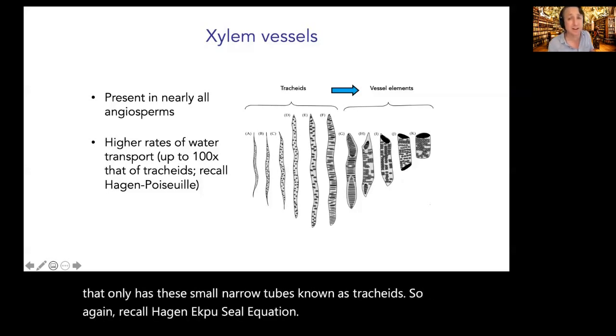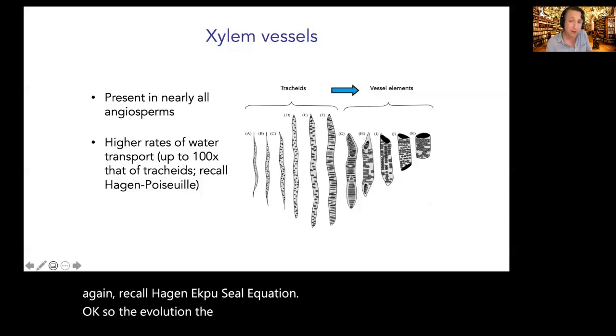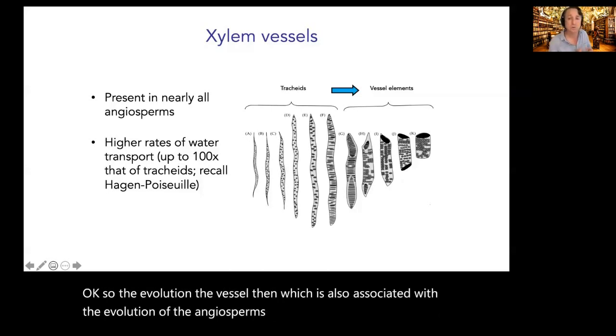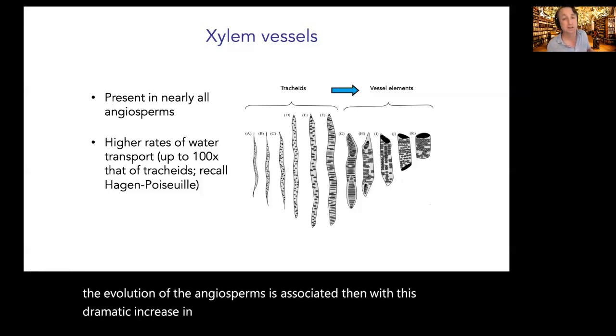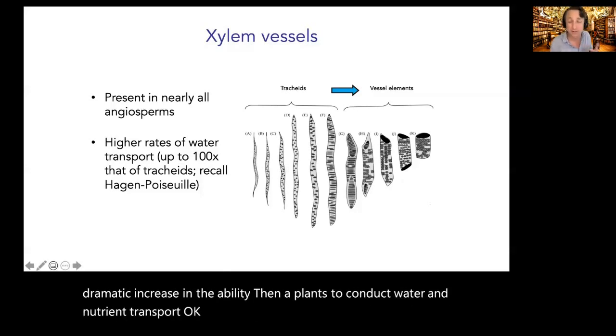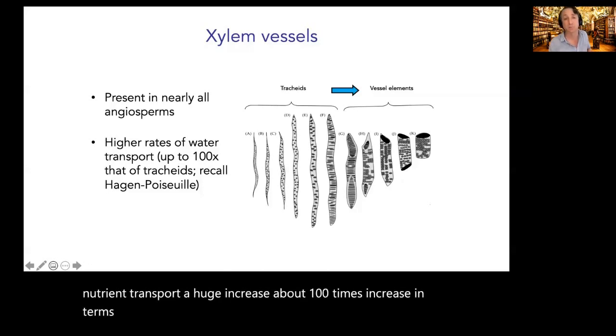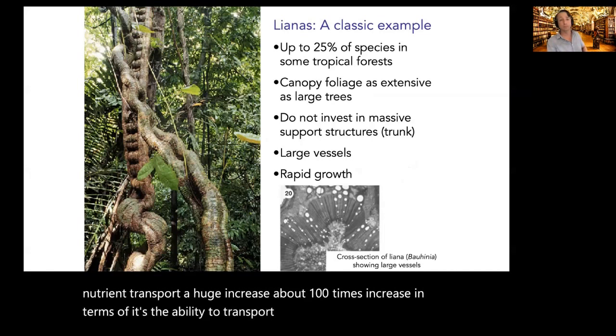So the evolution of the vessel, which is also associated with the evolution of the angiosperms, is associated with this dramatic increase in the ability of plants to conduct water and nutrient transport, okay? A huge increase, about 100 times increase in the ability to transport resources per tube, okay?